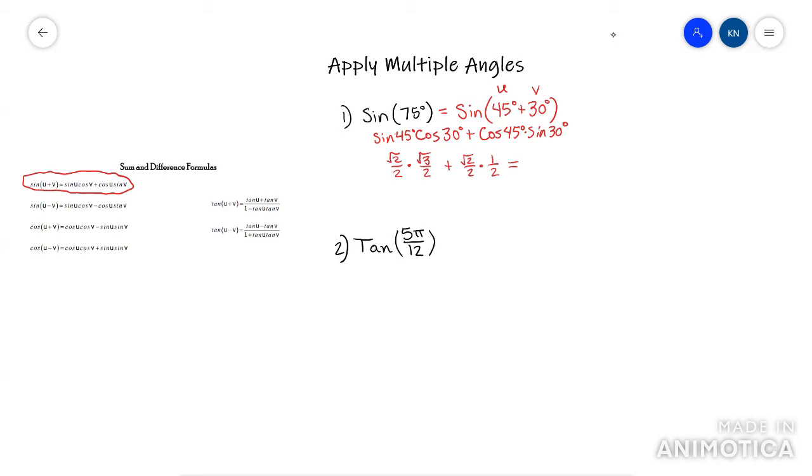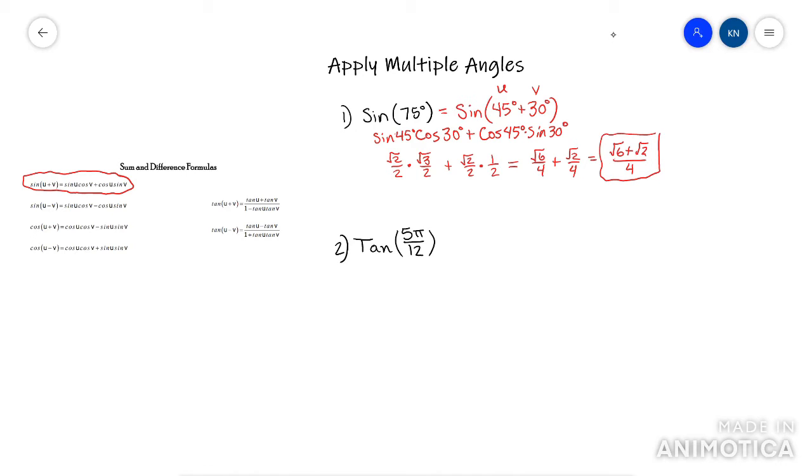When you multiply these roots, you can multiply them. You just can't add or subtract them. So the first part will become root 6 over 4 plus, and the second part will become root 2 over 4. Then you can just combine your numerators, but you can't make it root 8. So this would be my answer.